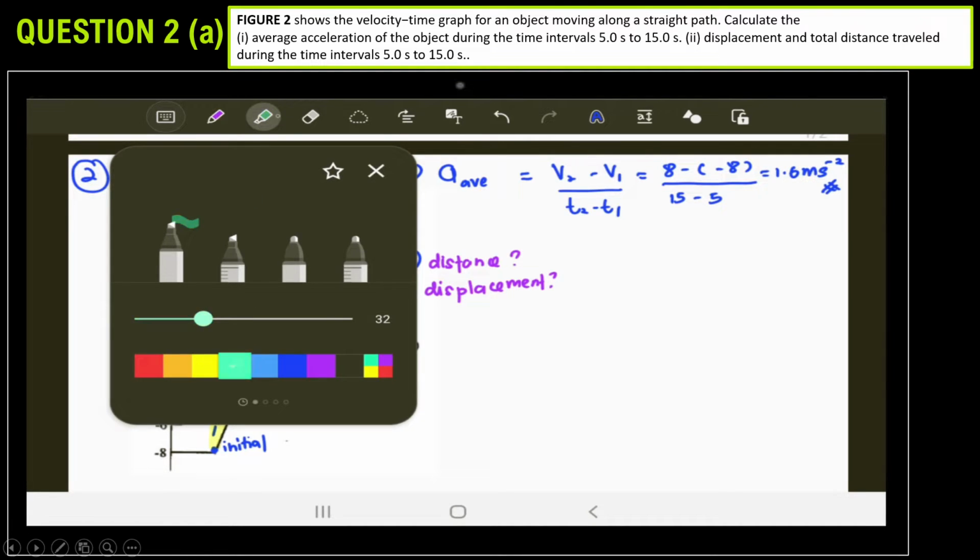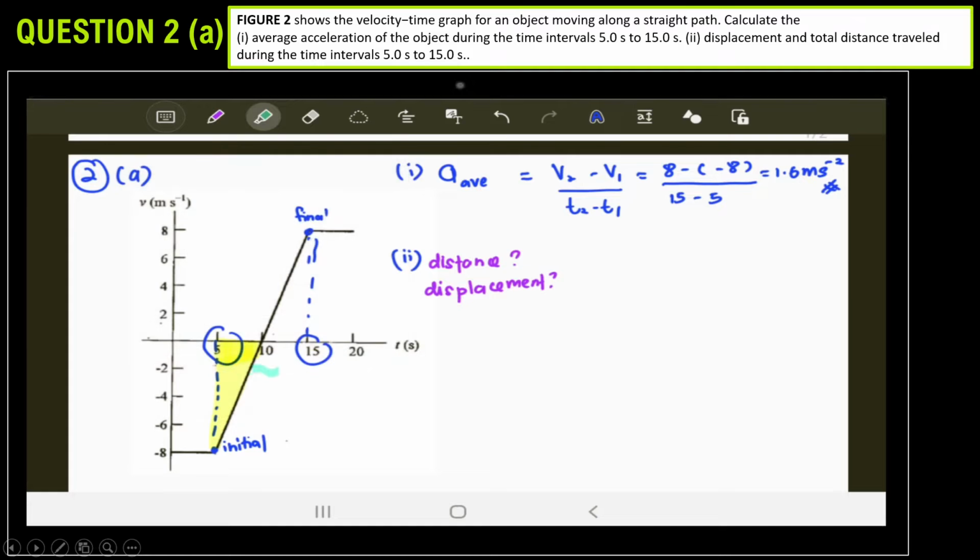And the second one is, sorry, this is the yellow color. Now this is the turquoise color. So we have yellow and green. So what is the difference between distance and displacement? How to calculate distance and displacement?